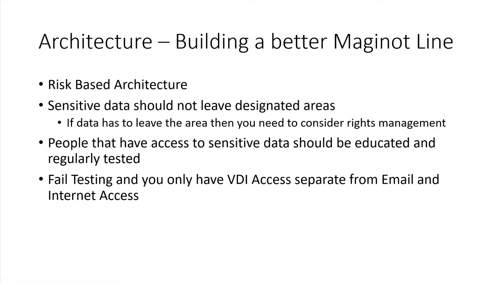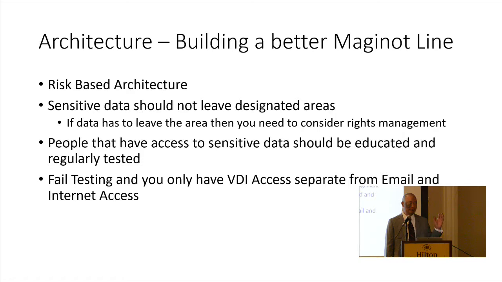So another fun part is I know where the good data is. I should know who has access to this. And if I do have the data defined, and I know who has access to good data, if they fail the company phishing test, you only get VDI. You don't get internet. You don't get email. You work here because you failed the phishing test 5 times. So I cannot give you nice things. Essentially, you work there.